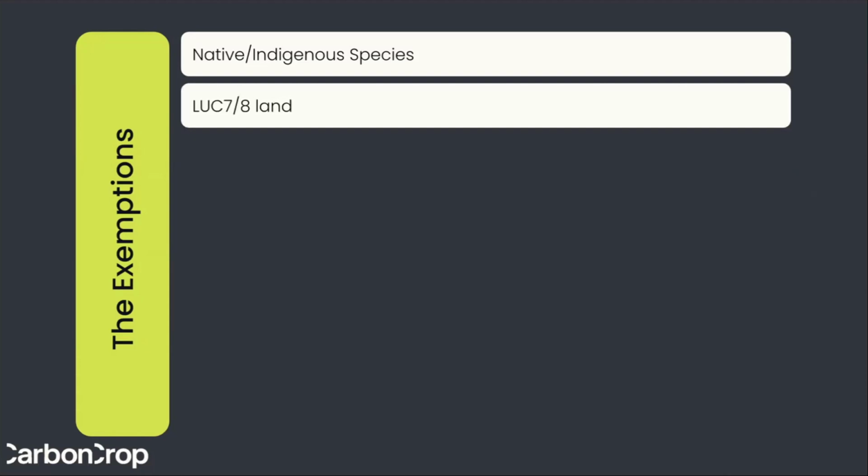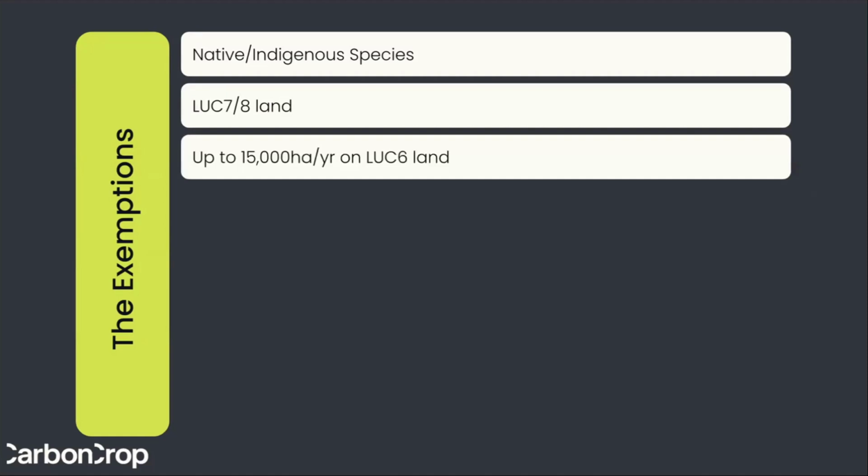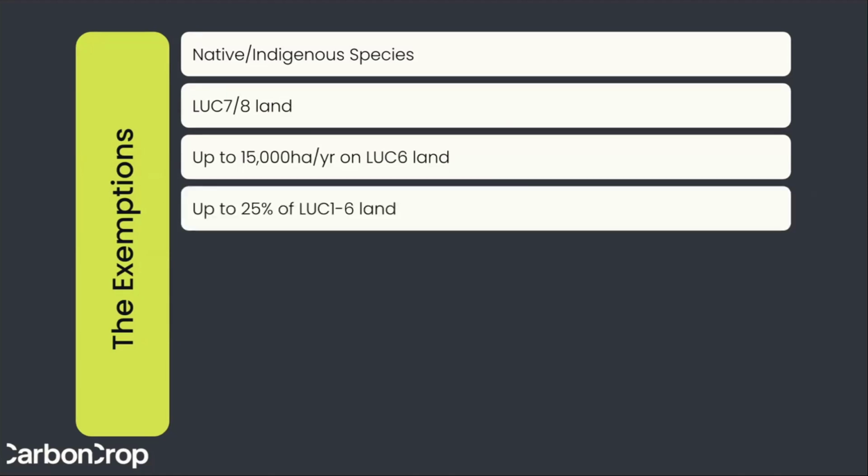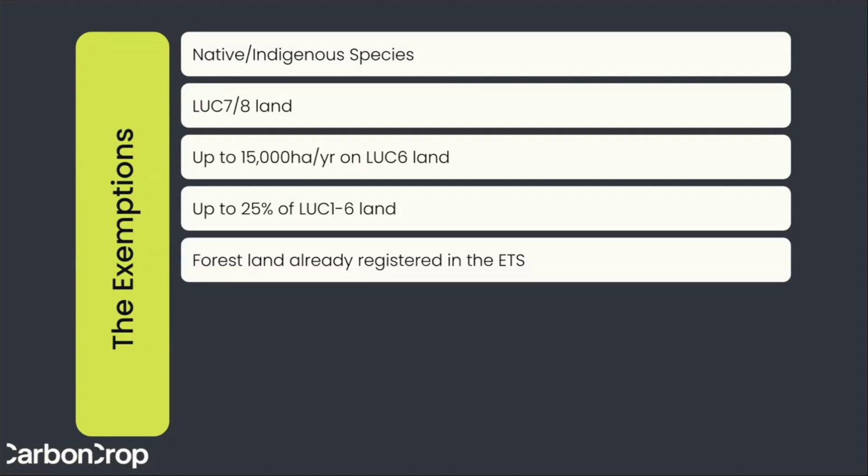LUC 7 and 8 land is also exempt, meaning that if you go to MPI and the forest you're looking to register is on LUC 7 or 8 land, then they won't reject it on the basis that it's exotic. Up to 15,000 hectares per year on LUC 6 land. How that's allocated, we are not clear. Up to 25% of LUC 1 to 6 land, which is very helpful that they included this, but there's a lot of questions over 25% of what, and I'll get to this later.